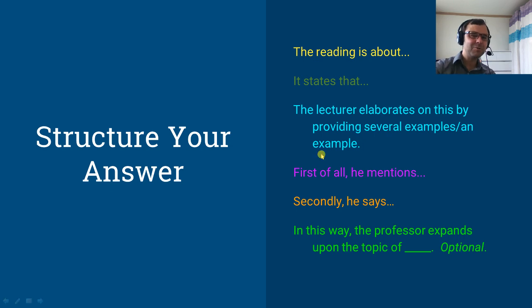So what exactly goes in here? Well, on the next screen, I'm going to show you a sample answer, but basically, this is where you put the topic. The reading is about behavior modification. The reading is about orca whales, whatever. It states that, and here's where you put your details from the reading. This sentence doesn't really change. First of all, he mentions, and that's where you put the first example or the first part. Secondly, he says, this is where you put the second example or the second part. Easy, right? I hope so.